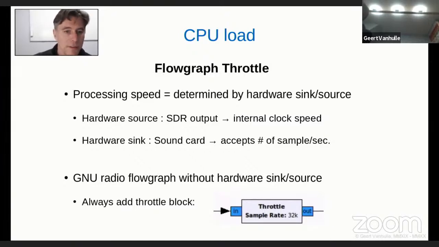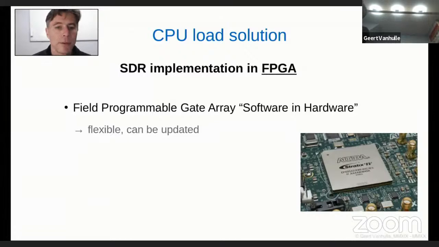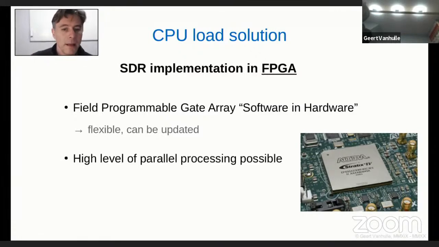Now the question was, after the segue, how do we solve this need for parallel processing? Of course, the perfect solution for this is to implement software-defined radio in FPGAs. Now, the field programmable gate array is actually a software and hardware solution. It has the advantages of both. It's flexible, it can be updated, but it has hardware-like characteristics. So it allows for high-level parallel processing.